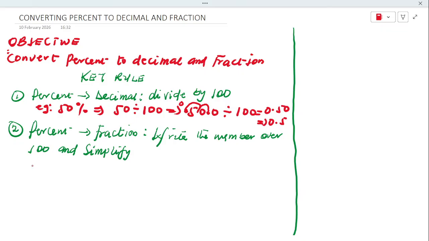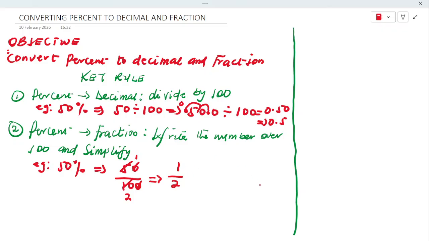The second rule says that when you are converting percent to fraction, you write the number over 100 and simplify it. For example, you were given 50% to convert to fraction. What it means is that you write the 50 over 100 and then you simplify. You can cancel 0 here, 0 here, then you are left with 5 and 10. 5 goes into itself 1 time and goes into 10 2 times. So this gives you 1 over 2. So this is 50% in fraction form. Their values are the same, but they are written in different form.